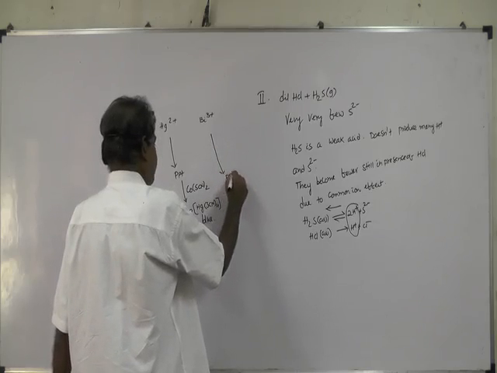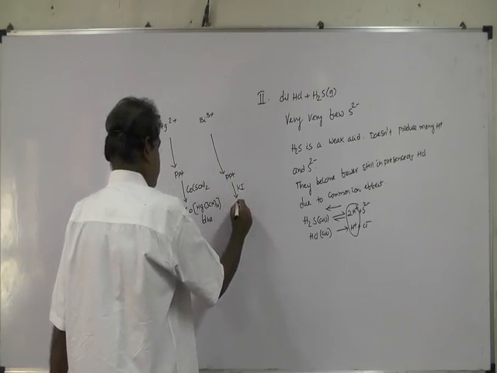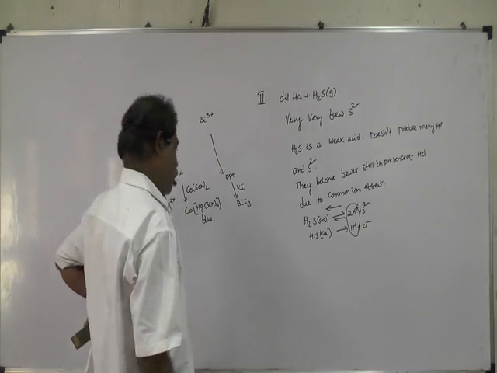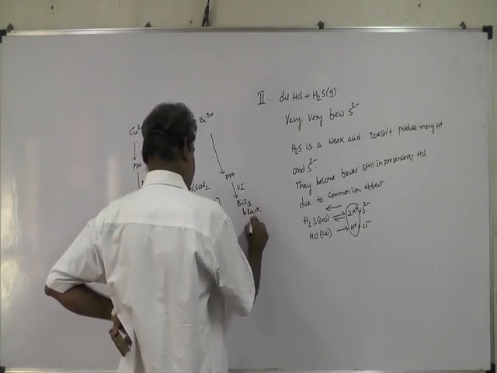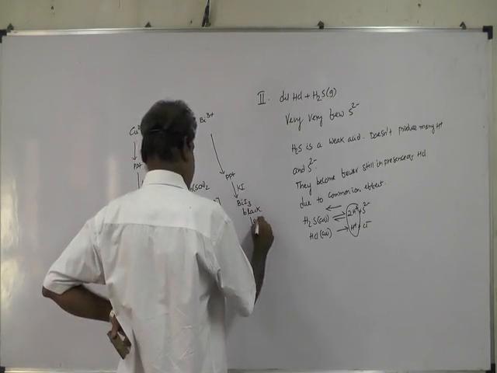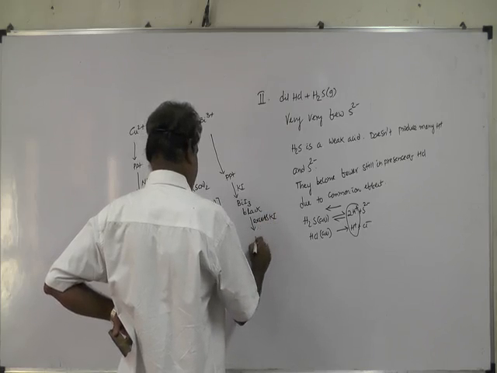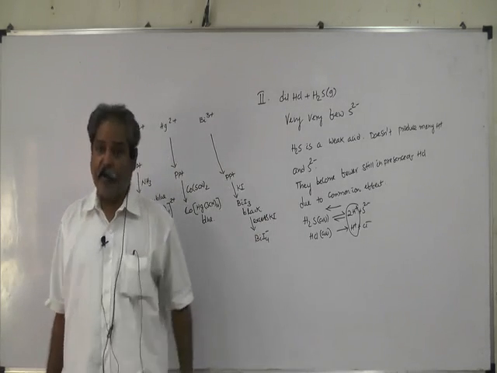Now, you get a precipitate, and when KI is added, you get BiI3. I don't know what color is that. Black. Good. Black. And excess KI, orange. BiI4 minus. Very strange. Bismuth accepting a pair of electrons.